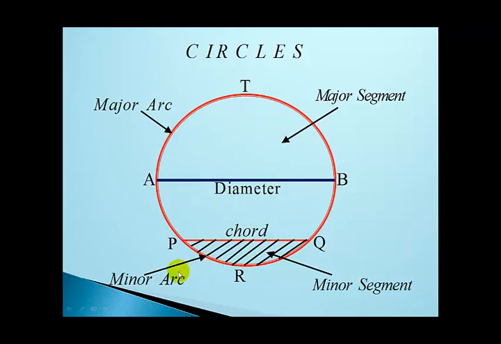We have the minor arc, that is arc PRQ, that is the arc forming the minor segment, and we have the major arc, that is arc PTQ, that is the arc also forming the major segment of the circle.